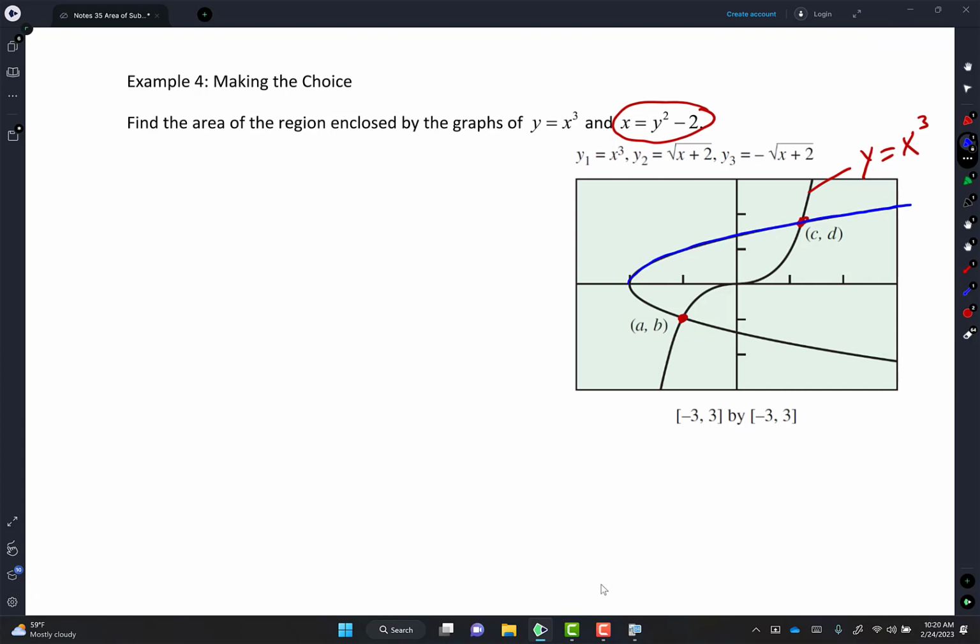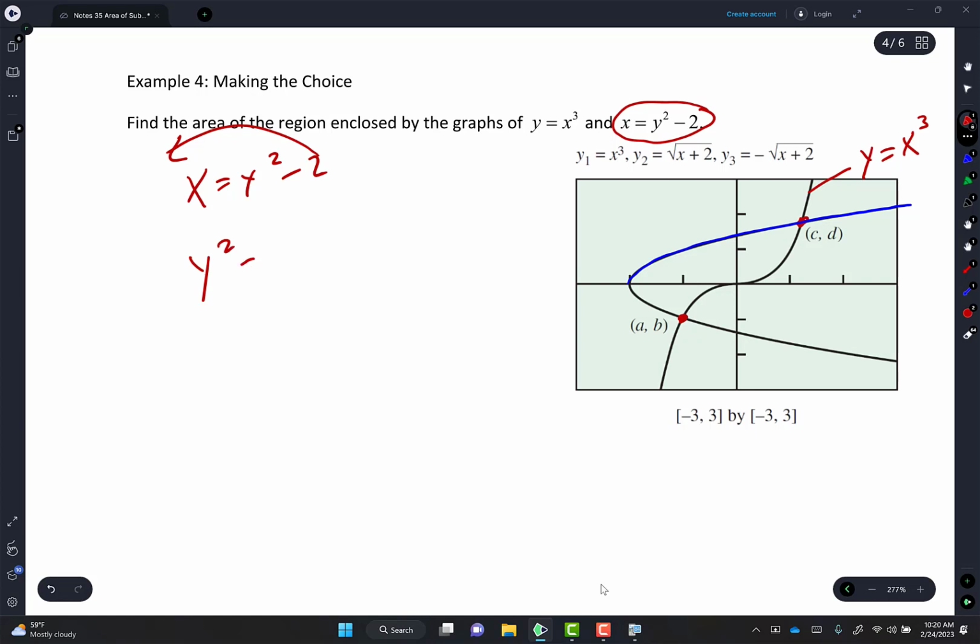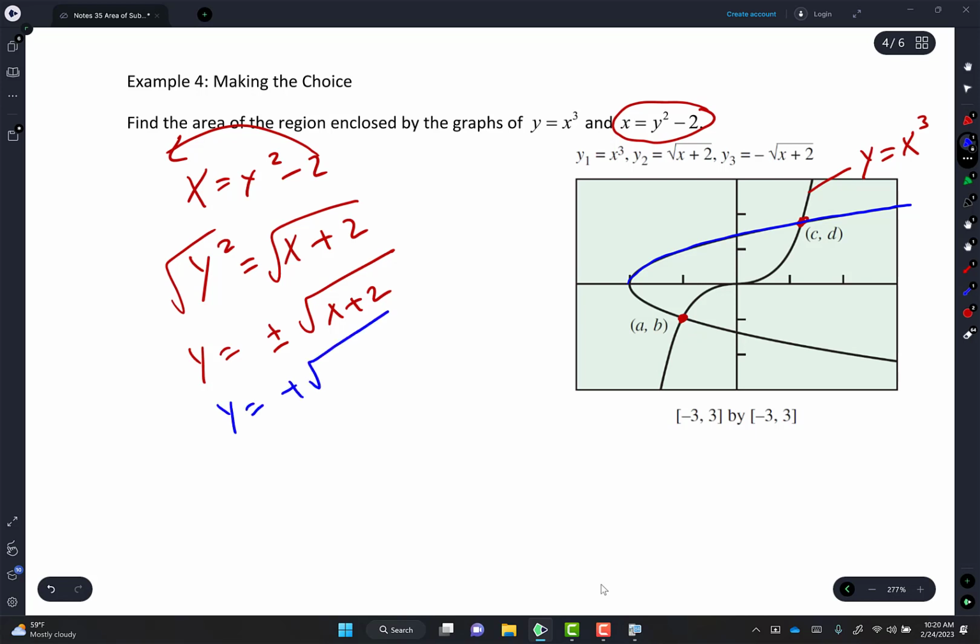First I'm going to write the general expression: x equals y squared minus 2. I'm going to do it with respect to x first, so I need it in terms of y equals something. Move that 2 to the other side: y squared equals x plus 2. Then take the square root: y equals plus or minus the square root of x plus 2. The one in blue is y equals the positive square root of x plus 2, and the one in green is the negative square root of x plus 2.